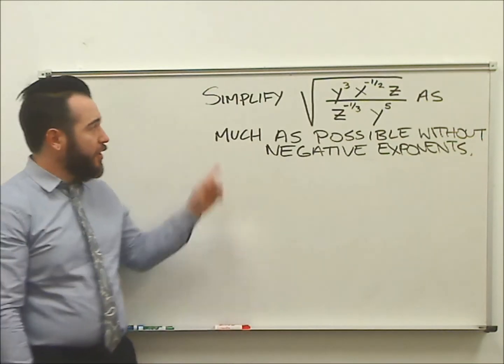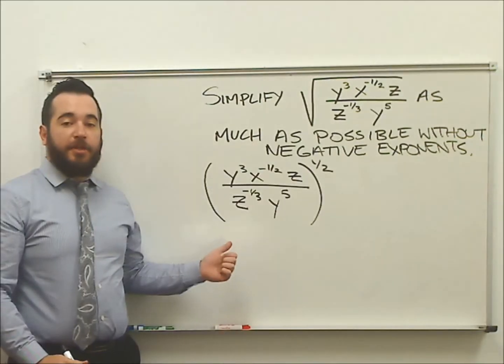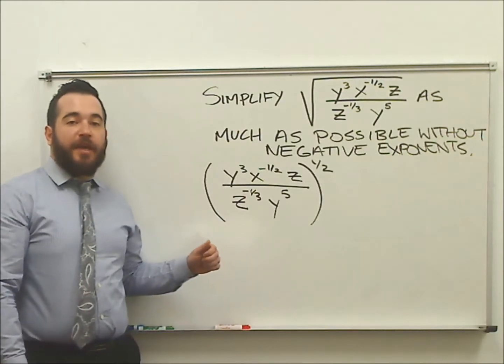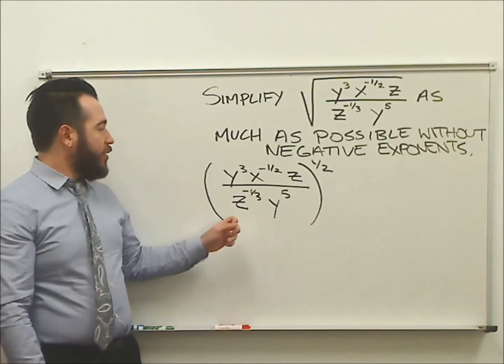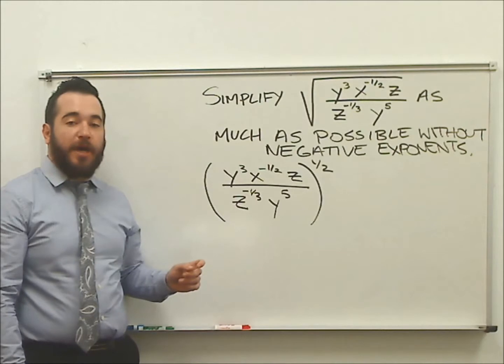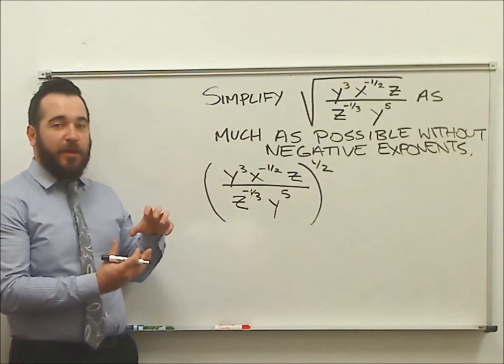So first, I don't like that square root sign. Let's change it to a fractional exponent. Alright, so we changed that square root sign to a 1/2. Let's see what we can cancel out inside the parentheses before we apply that exponent. Alright, so we've got a y to the 3rd on top and a y to the 5th on bottom. The larger exponent is always going to eat the smaller one.